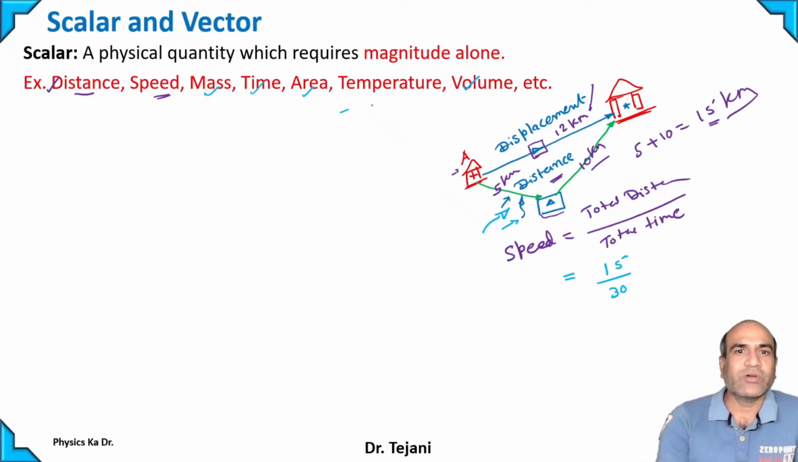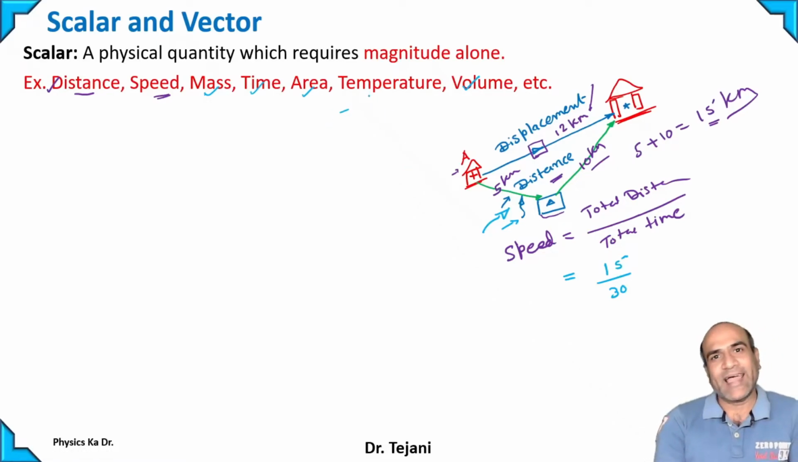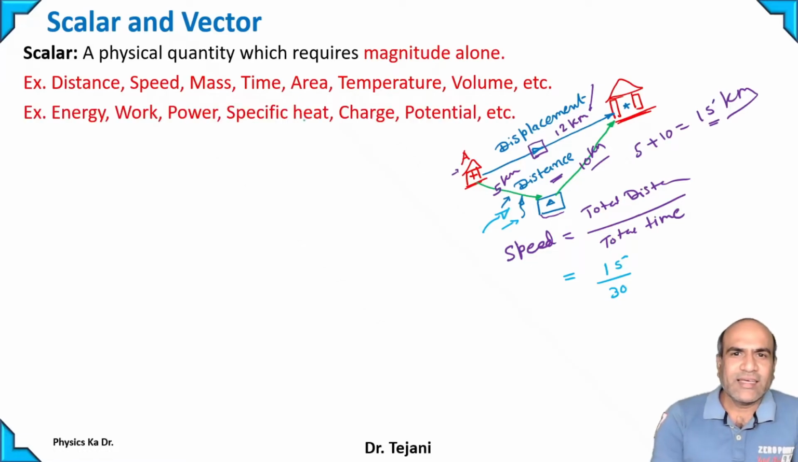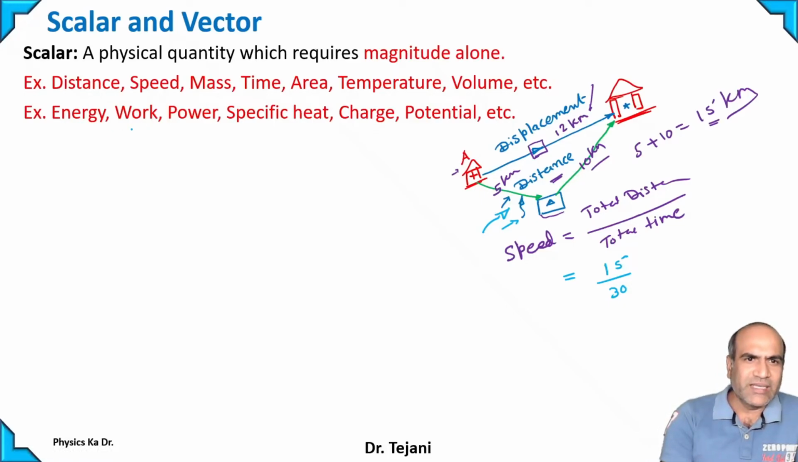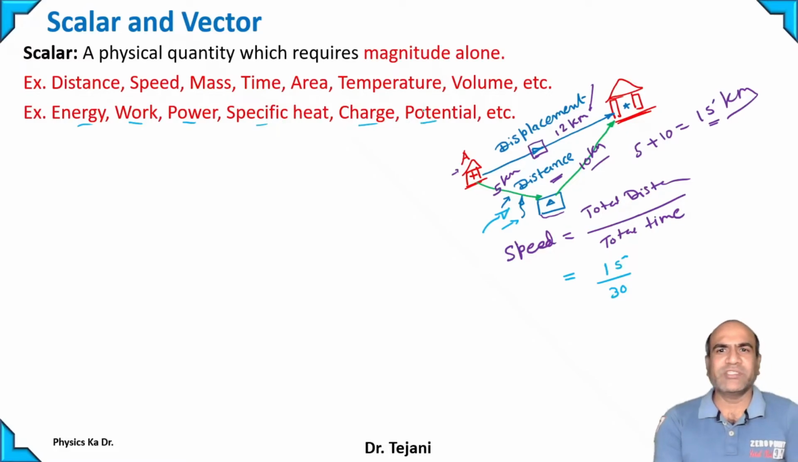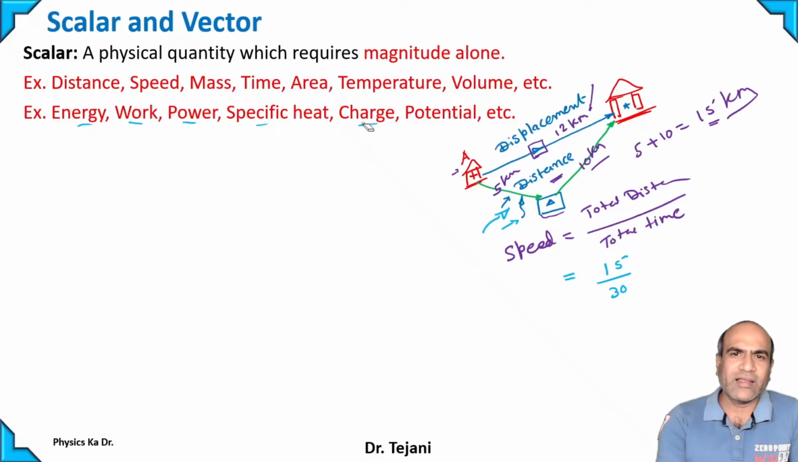We do not need direction, and therefore all of this becomes a scalar quantity. There are a few more examples. Another is energy, work, power, specific heat, charge, potential. These all are also scalar quantities.